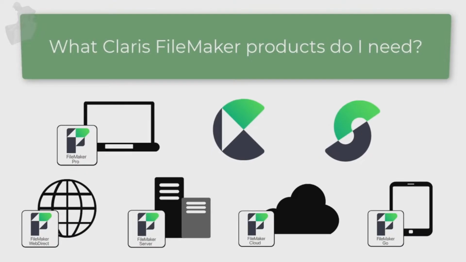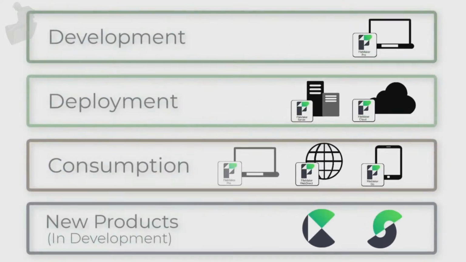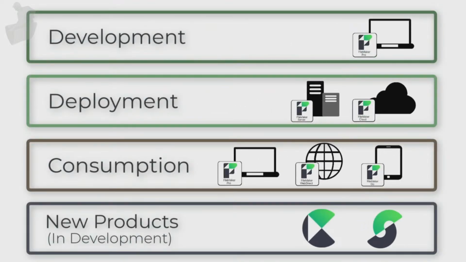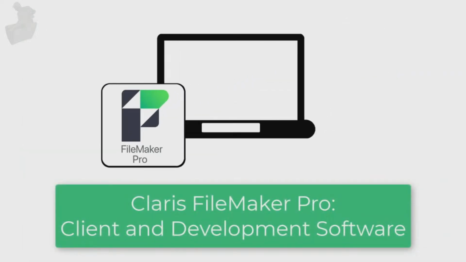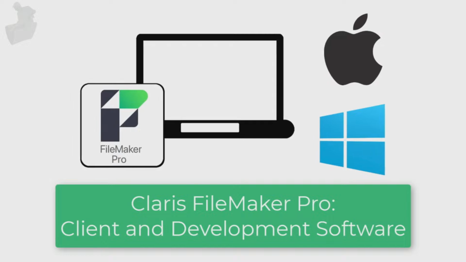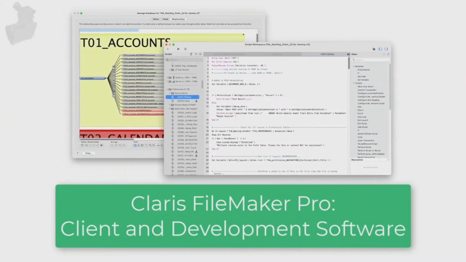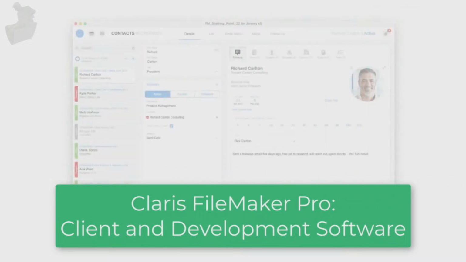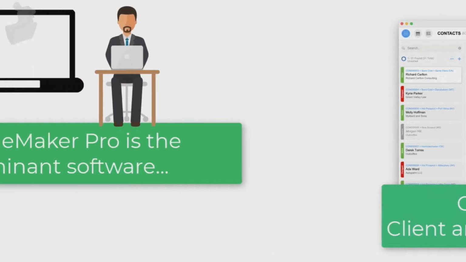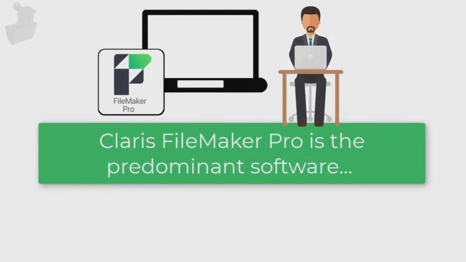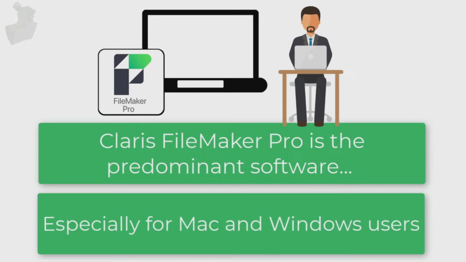Now, stepping away from the licensing conversation, the Claris FileMaker platform is composed of many products that work together seamlessly to help solve organizational or business challenges. The most prominent product within the platform is FileMaker Pro. FileMaker Pro works on Macs and Windows and is the main tool developers use to build or customize a FileMaker custom application. Additionally, for most users who are using Mac or Windows computers, FileMaker Pro will be the default go-to software for accessing a custom application. So FileMaker Pro is really the predominant software you see most places, especially if users are on Mac or Windows computers.